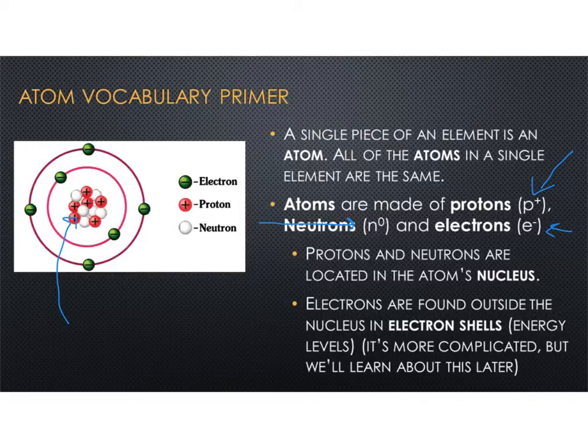But the electrons are in energy levels, and for our purposes, we call them electron shells. So in this example that you can see to the left here, we have 2 energy levels, or 2 shells, and you have your inner shell right there. And then you have your outermost shell right there. That's the one we care about, the outermost shell.